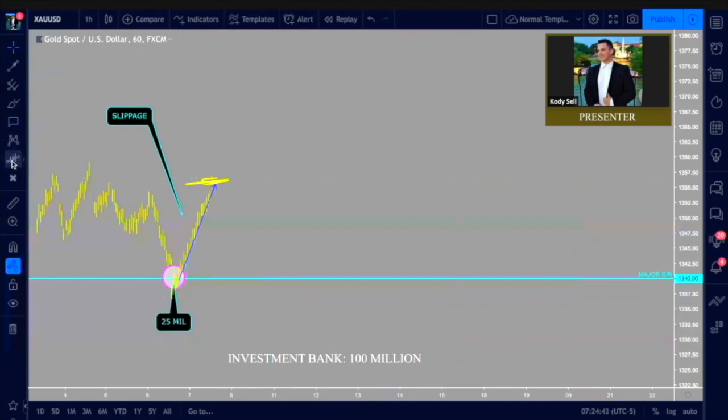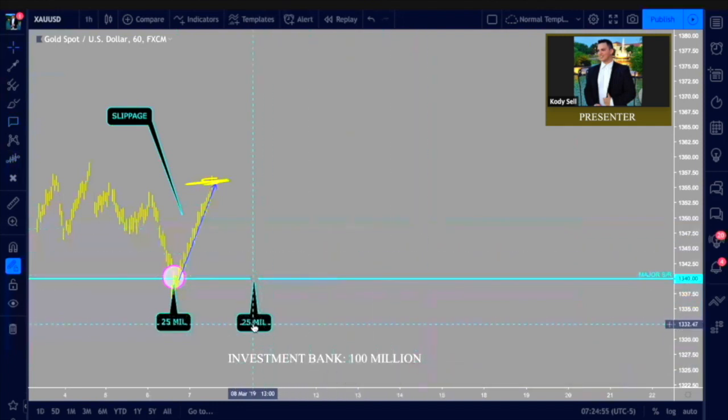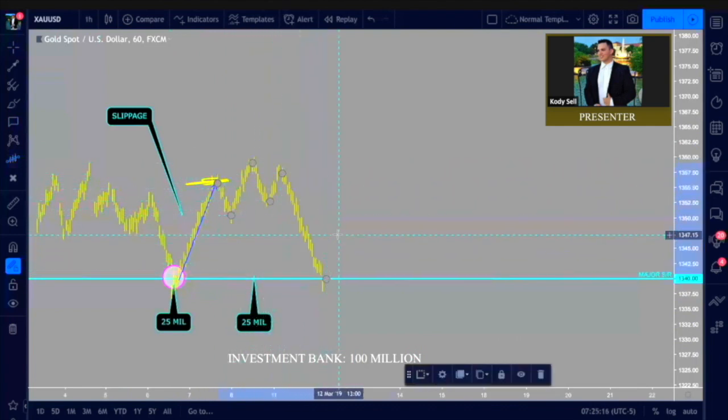So here we go again, price is up here. And now keep in mind, our investment bank has another order down here for $25 million. Again, they can't just fill the other $75 million because that would be too much slippage. They'd lose too much money. Price would rise all the way up here, and they would have to fulfill another $40 million up here at a much higher price point, and they'd lose a ton of money. So here's what's going to happen. Price will ultimately come around, and then boom, it will find this level again.